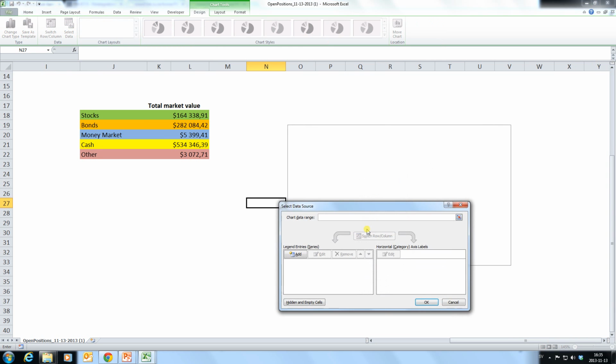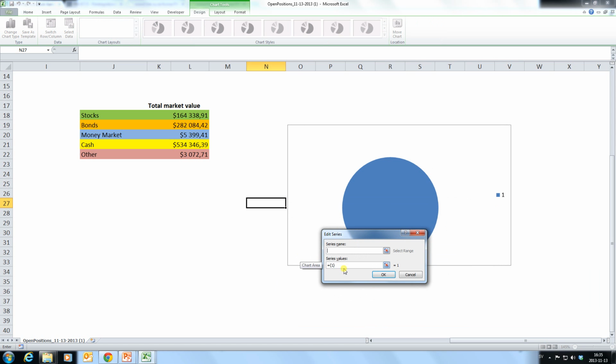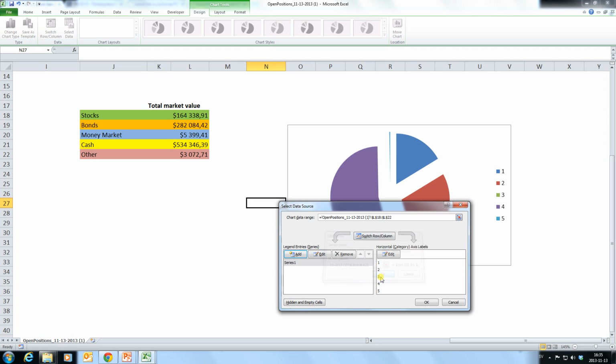Okay, so you go on select data, then you click on add, and you can give a name if you want to, but I don't really care about the name. And for the series values, I remove this part, and then I simply click on the cell, hold shift and mark them all, and this will mean that we'll add all the different cells as part of this asset allocation. Okay, let's click on OK, and then you have the category.